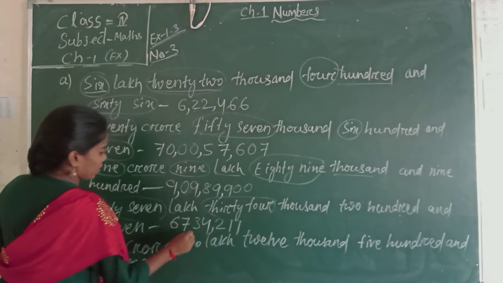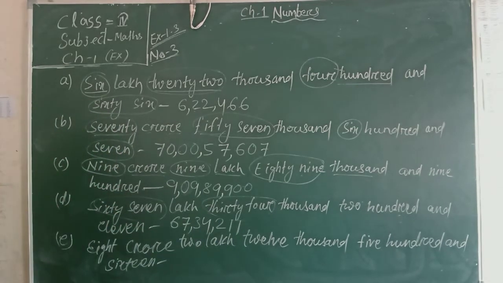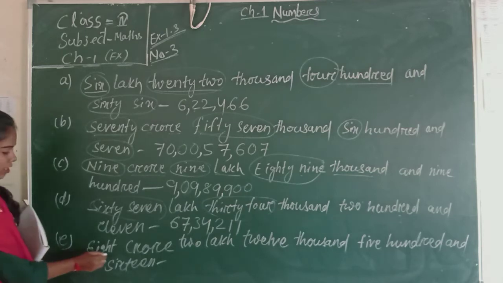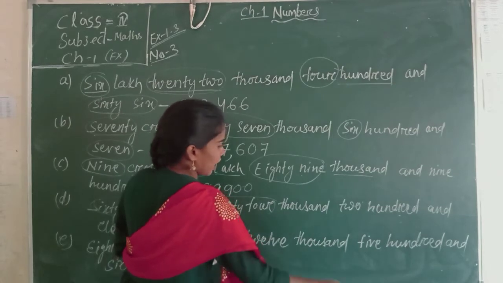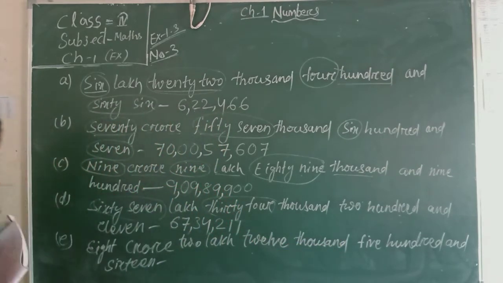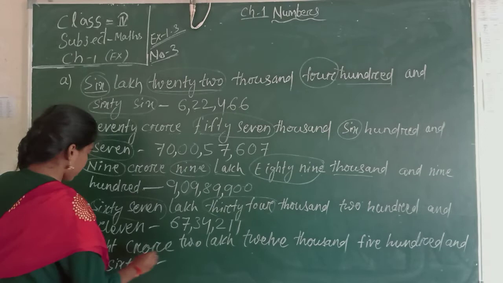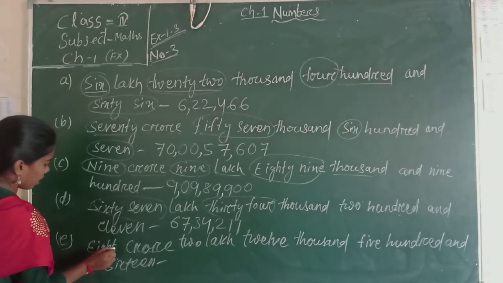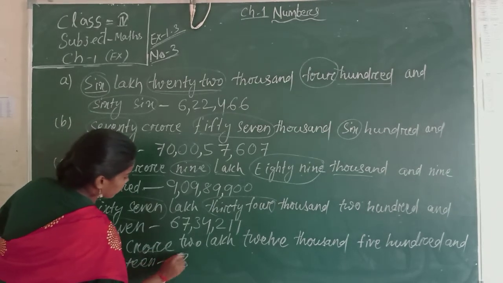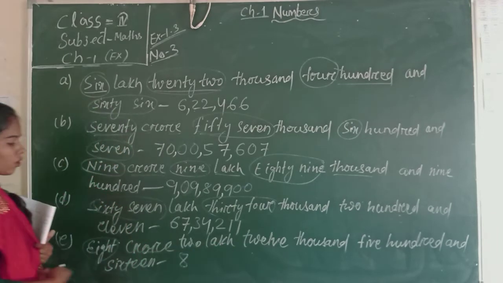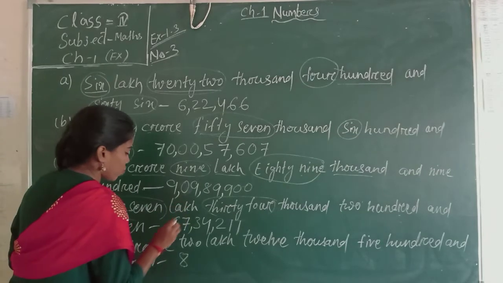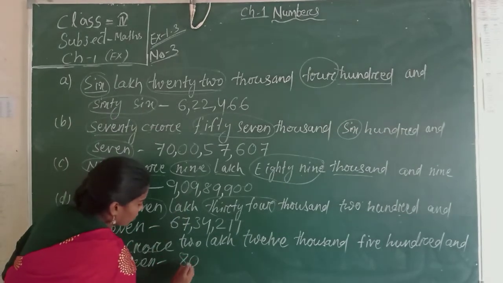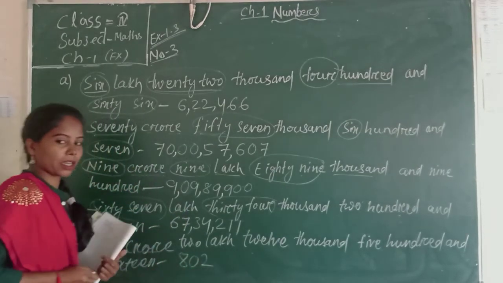Now put comma after 3 digits, next 2 digits. Next come to the E number. Here the number name is 8 crore, 2 lakh, 12,000 and 516. So first write down the crore period number, here 8. Next in lakh period there is 2. Only a single digit is present, so you have to make it 2 digits. So put 0 before the number.